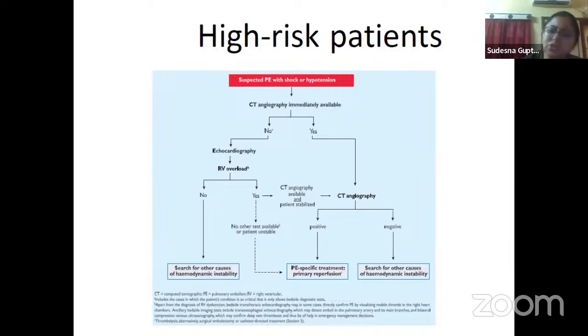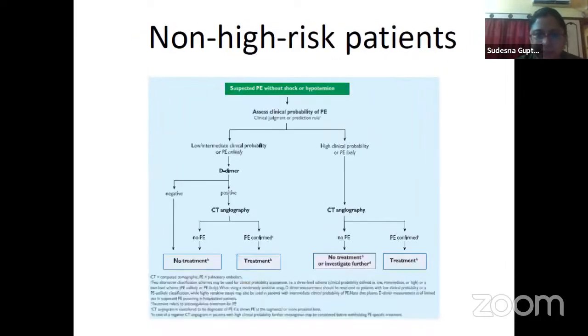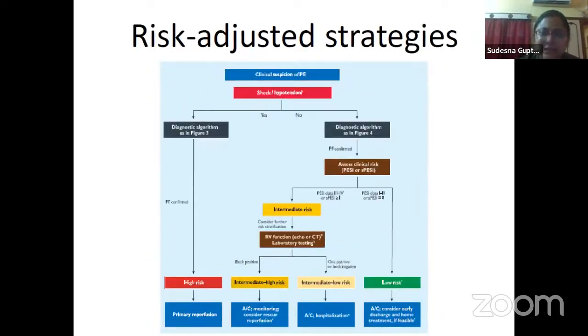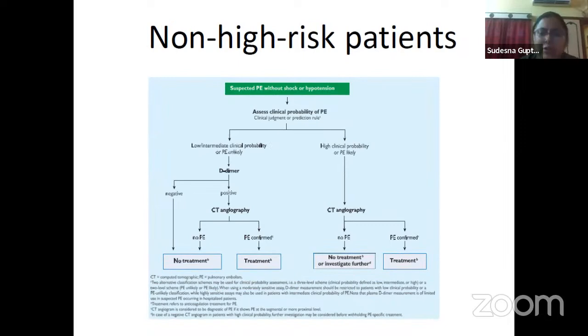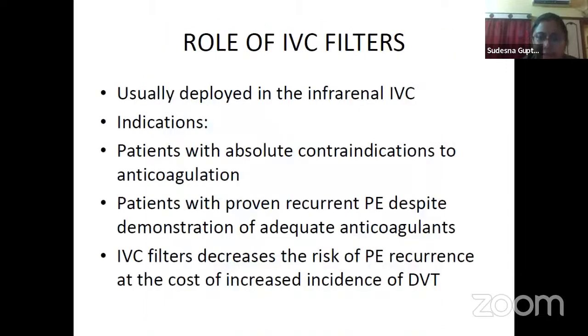But if the patient is too unstable, just do an echocardiography, check out the RV overload, and diagnose whether it is a suspected PE based on the PESI score, get it classified into high risk, intermediate or low risk patient, and initiate the treatment management as discussed. These are the guidelines. Similarly, as stated, when my patient is in shock or hypotension, what should I do? And when my patient is without shock and hypotension, I can go ahead with the observation and do a CT angio for my better guidance.